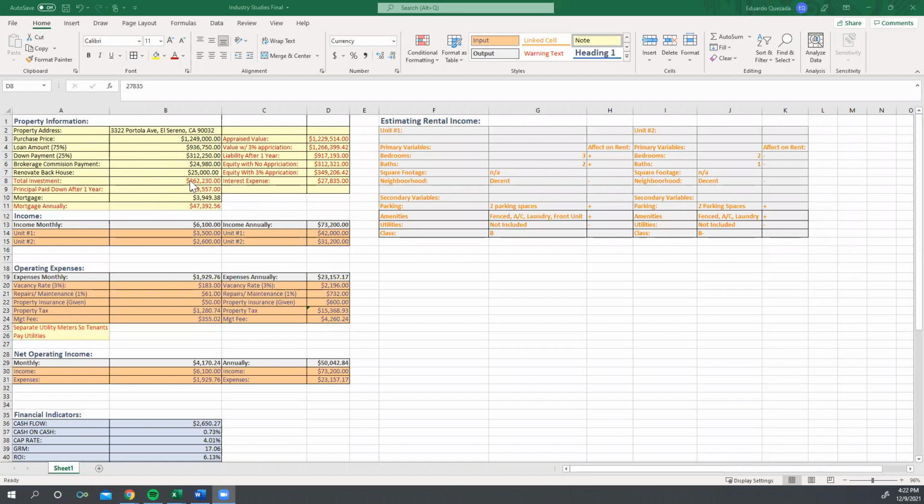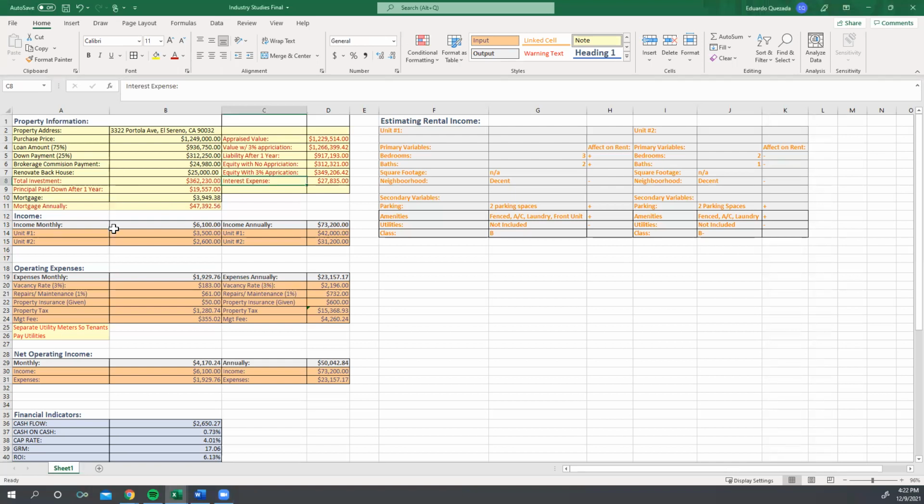Values that are a little bit more important, which are either ones that I was asked to find or values that I use a little bit later in calculations, are going to be in red here. So those would be the total investment, the principal paid down after a year, the mortgage, and the other values are here. A little note that I want to make is that the appraised value was a little bit lower according to Redfin than the purchase price. And the interest expense is going to be found here in this area, as I know I was asked to find that, but didn't find anywhere else to place it, so I just kept it in this upper left corner.